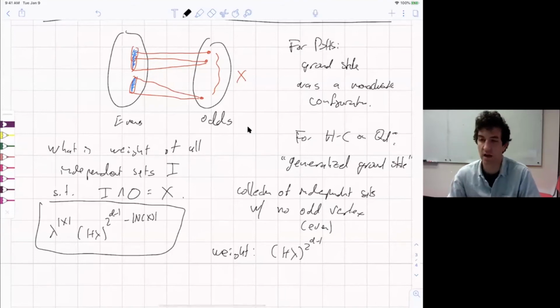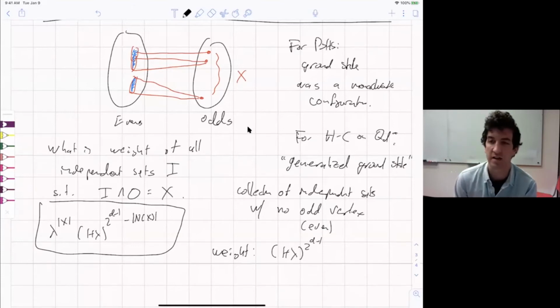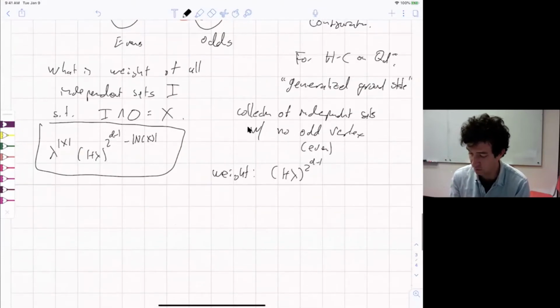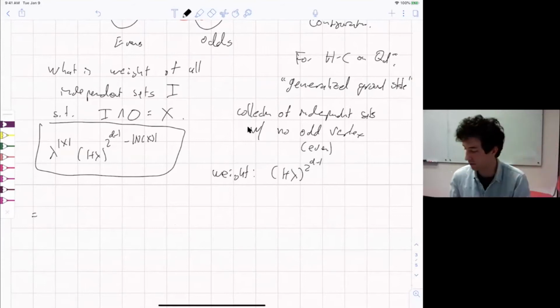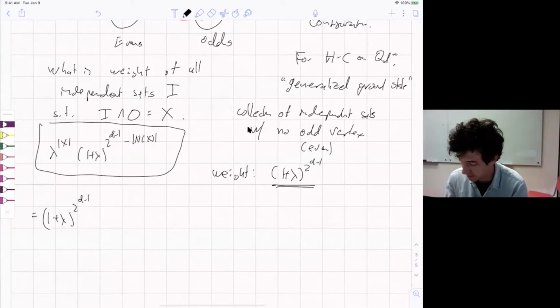So this is the sum over all independent sets whose intersection with odd is X of lambda to the size of the independent set. Of course, we can pull out the factor that represents the weight of the ground state. Remember, the weight of the ground state is (1 plus lambda) to the 2 to the d minus 1. And so this is (1 plus lambda) to the 2 to the d minus 1, times lambda to the size of X, over (1 plus lambda) to the size of the neighborhood of X.